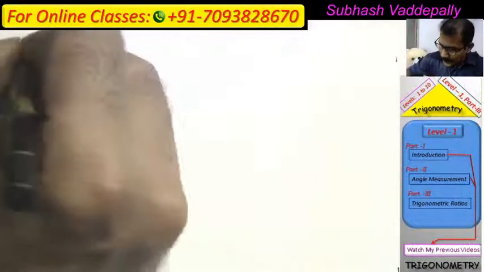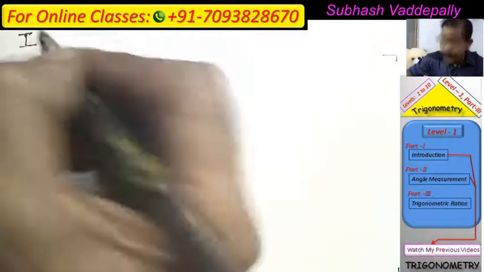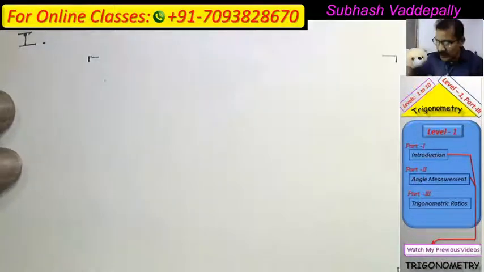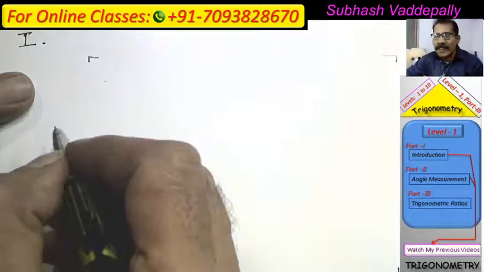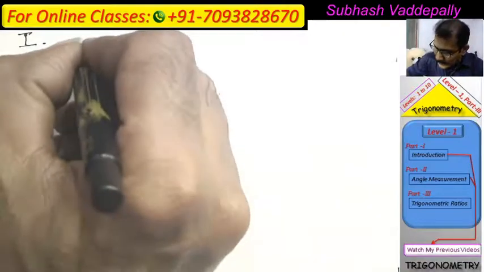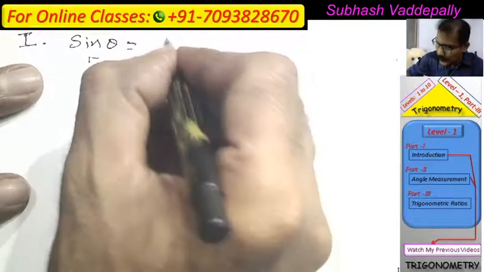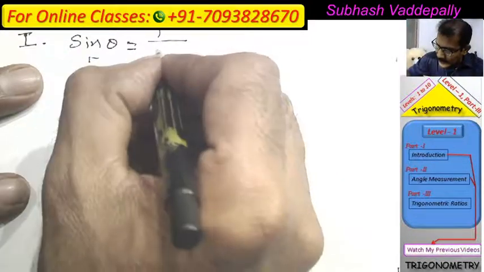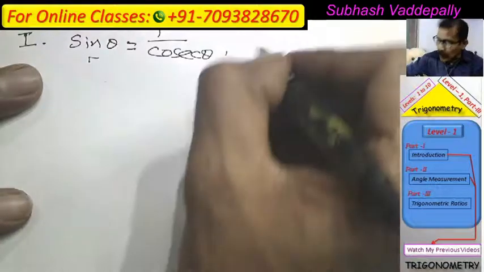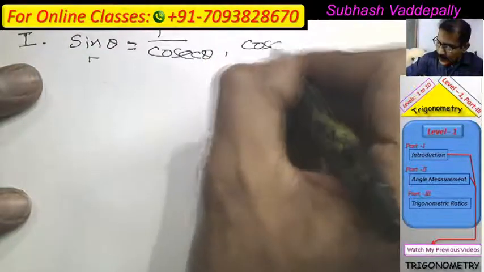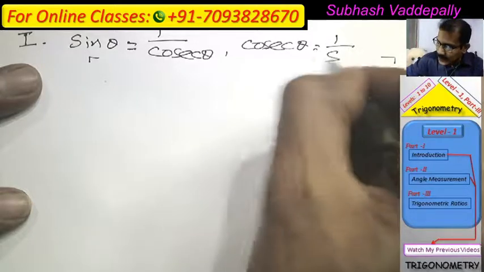Okay. Let me take from here onwards, point wise, for your better understanding. Since we know sine theta and cosecant theta are reciprocals, we can write sine theta is equal to 1 divided by cosecant theta, or cosecant theta is equal to 1 divided by sine theta.